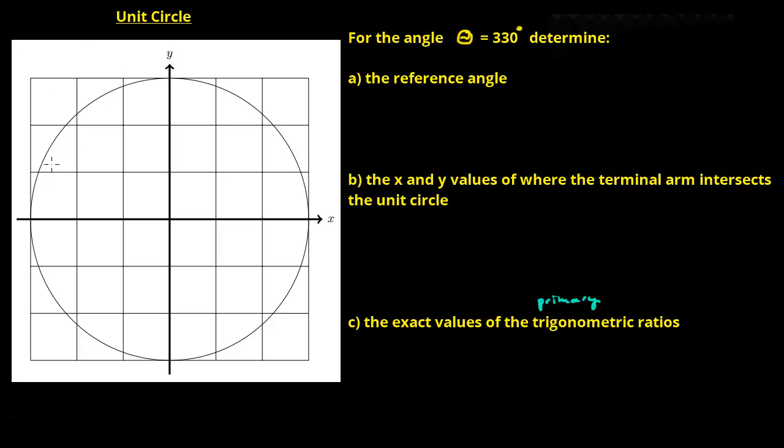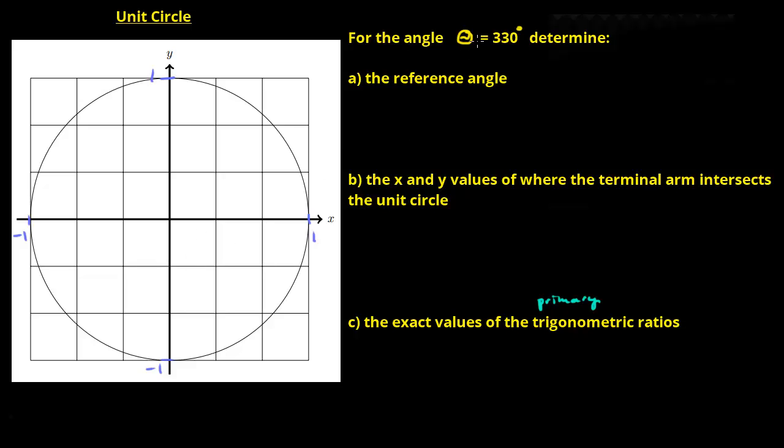So the first thing that we're going to do here is draw out the angle on the unit circle. So let's label this. Let's first scale our axes. That's 1 unit, this is 1 unit, and this is -1, and this would be -1 as well. So we've got a circle of radius 1.